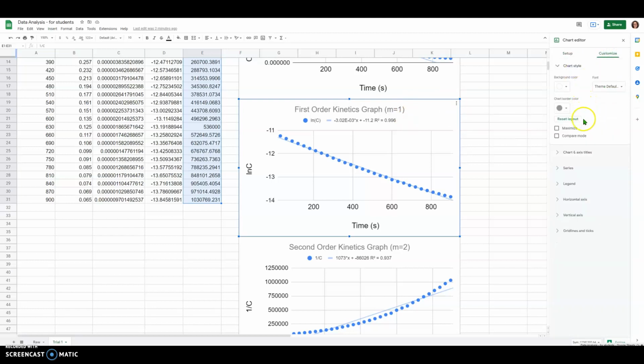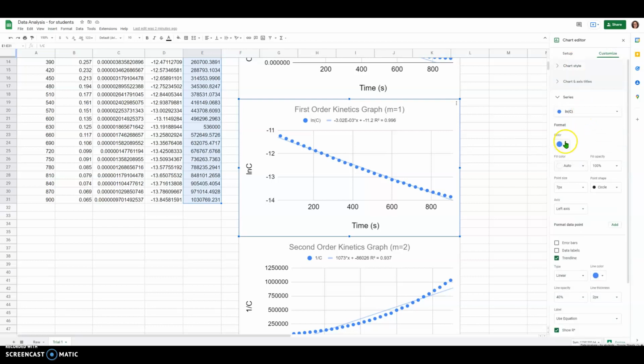Okay, so I'm going to go ahead, just to point this out to myself, and change the colors on this graph. I'm going to just go ahead and make the data red, because that'll make it stand out to me that, hey, this is the graph that is showing me that this is a first order dependence.